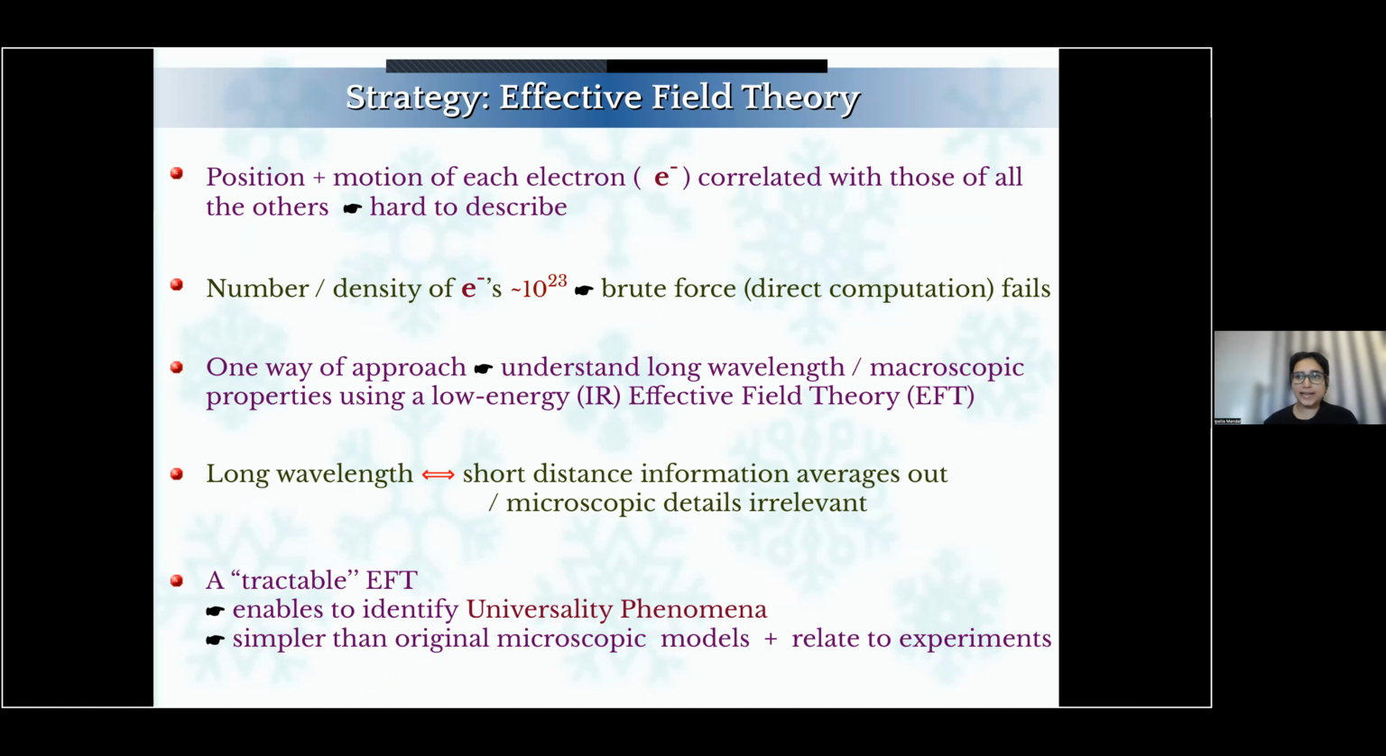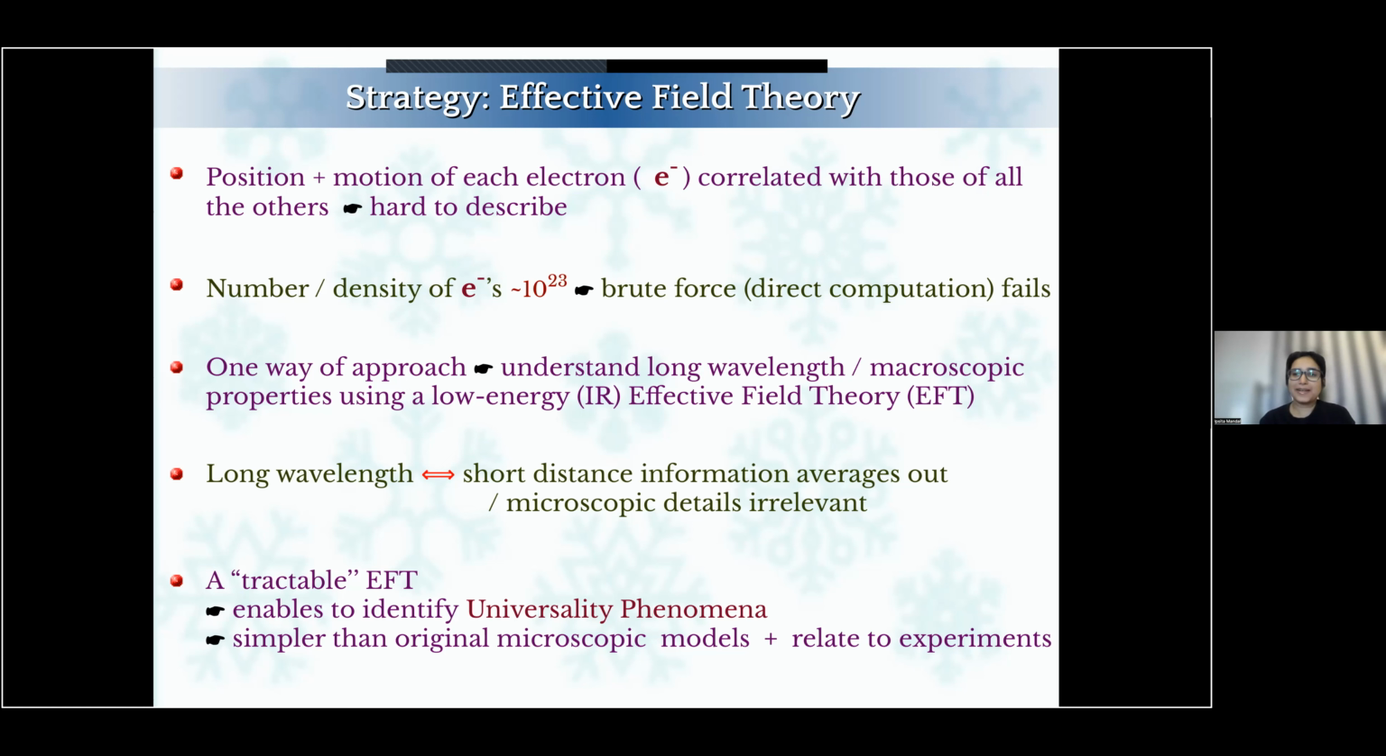And why is that necessary? So first, let us realize that we are dealing with a system where the position or motion of each electron... So in condensed matter physics, we are mostly interested in the dynamics of electrons. So then the position and motion of each such electron is correlated with those of all the others. And it is a problem which is hard to describe. Now, you might think that maybe we will use brute force and we will give the equations of motion to a computer and just solve them.